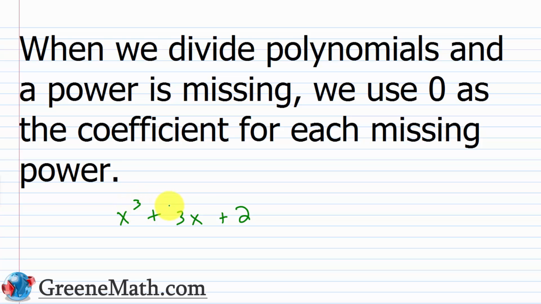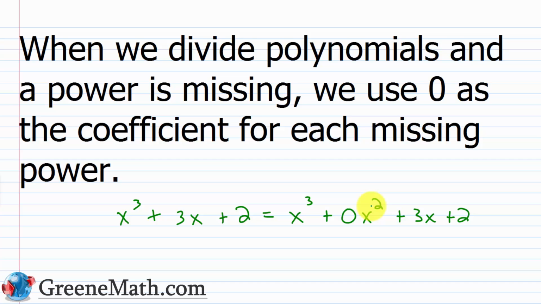I have x cubed, no x squared, x to the first power, and a constant. So what I can do is just rewrite this as x cubed plus 0x squared plus 3x plus 2. The 0 isn't adding any value here. It's not changing anything. 0 times anything is always 0. It's just a placeholder. It's something we use to make sure we can line things up properly and do our division.